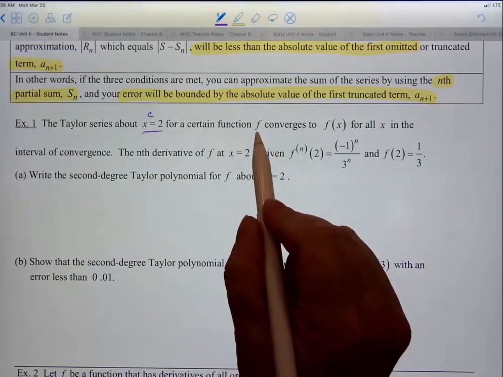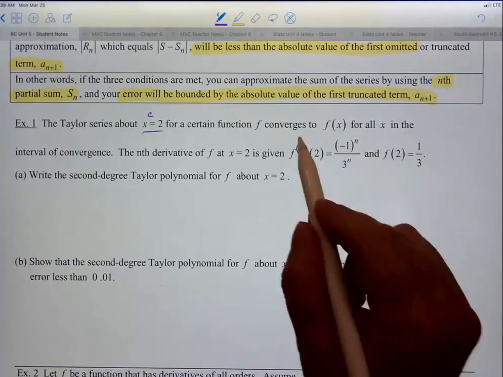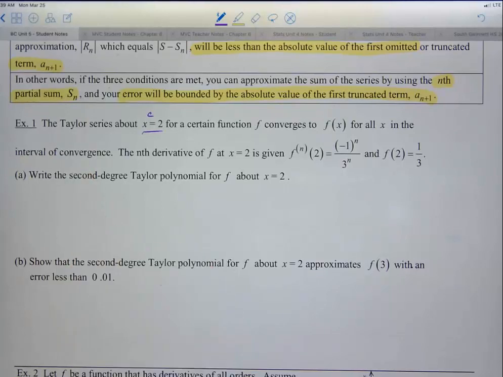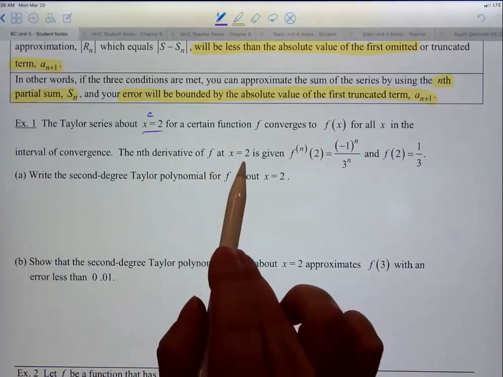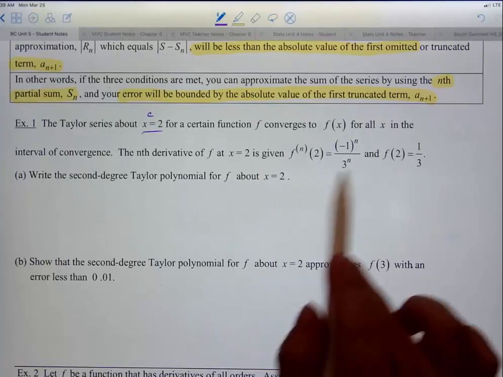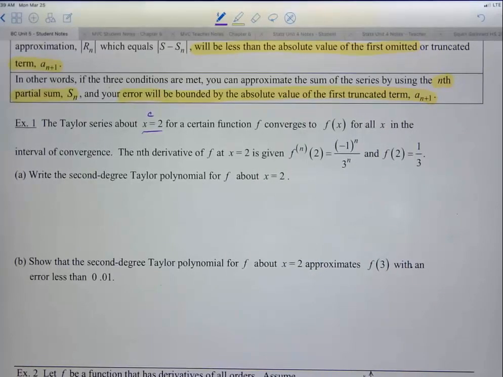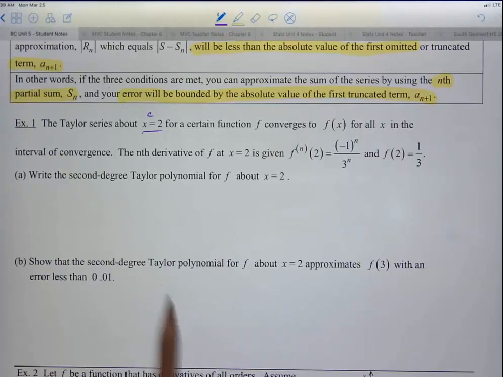For a certain function, f converges. Oh, it converges, so that's good. To f of x for all x in its interval. So we know it's going to converge. We're going to check and see if it alternates. The nth derivative of f at x equals 2 is given by this function here, and f of 2 equals a third. Now, I'll tell you right now, when I first read that, I kind of went, what? What do you do with that? Well, don't worry about what you do with it just yet. Let's just start working the problem.